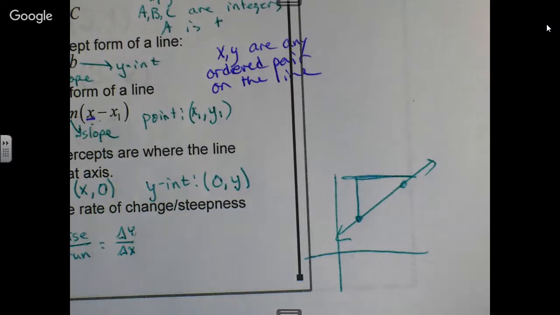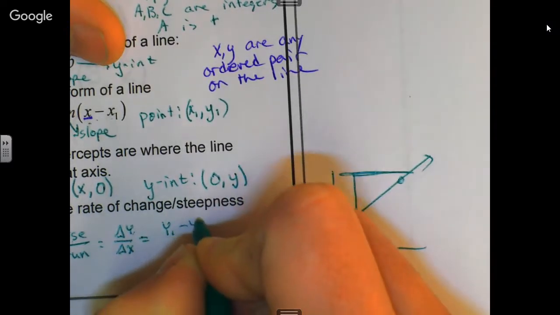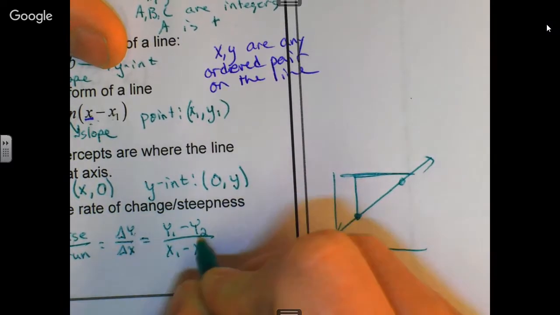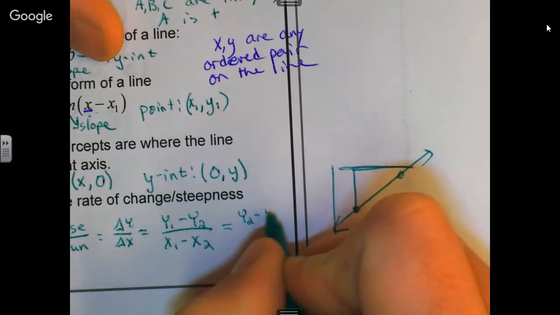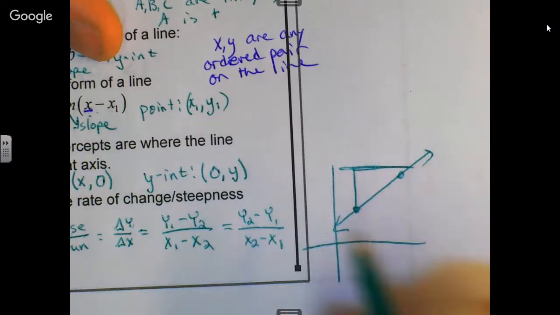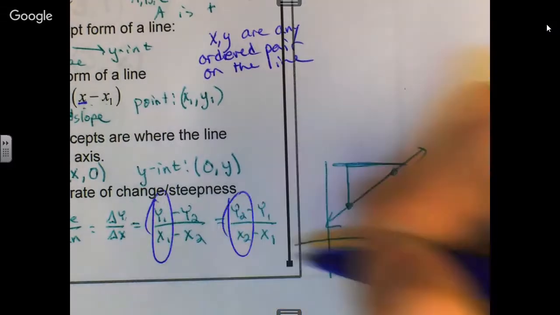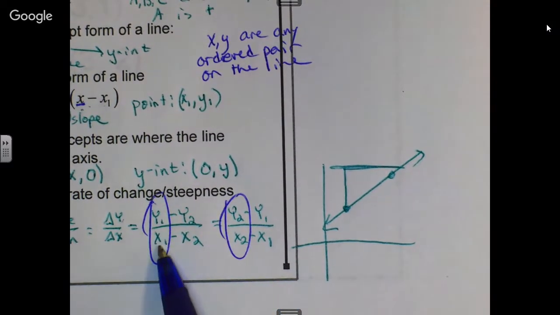We'll look at the change. Now to find change, we'll take y1 minus y2 over x1 minus x2, or we can flip those around. We can say y2 minus y1 over x2 minus x1. The thing that has to happen, though, is that these have to match up. If I start with y1, I need to start with x1. Likewise with the other way around.